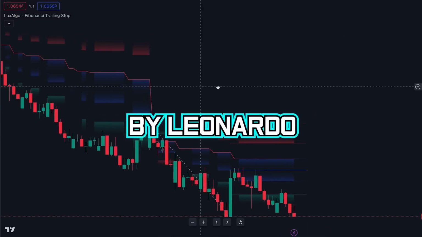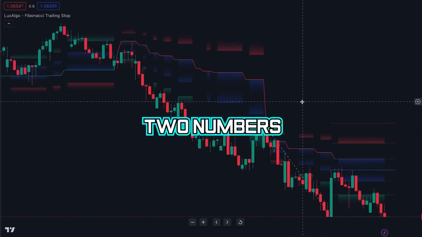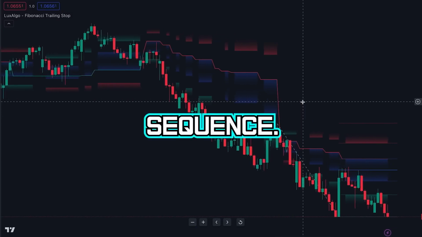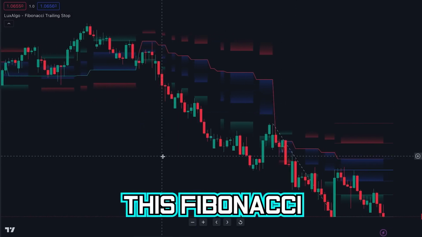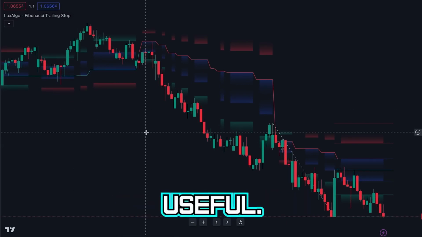Fibonacci was discovered by Leonardo Fibonacci, and it refers to a sequence where the sum of the last two numbers forms the next number in the sequence. This Fibonacci sequence was later applied to trading and was found to be extremely useful.